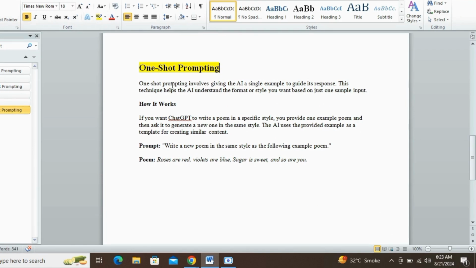Next is one shot prompting. This is where you give the AI just one example to guide its response. Think of it as showing a single sample and asking the AI to follow that pattern.